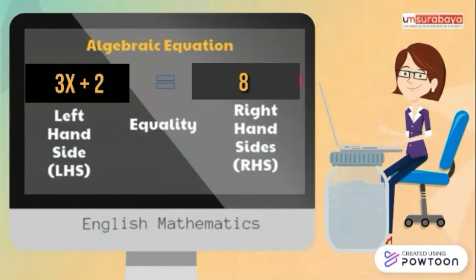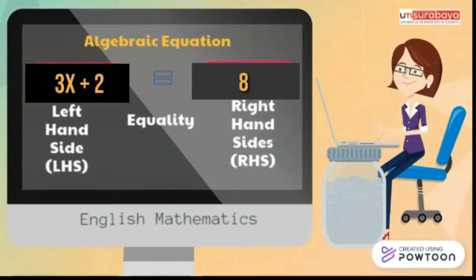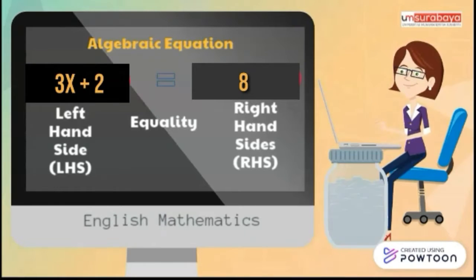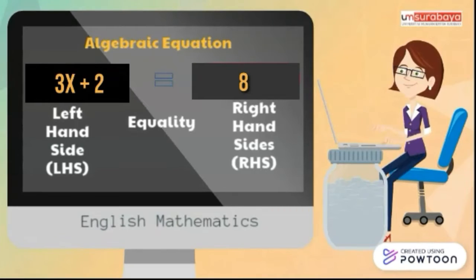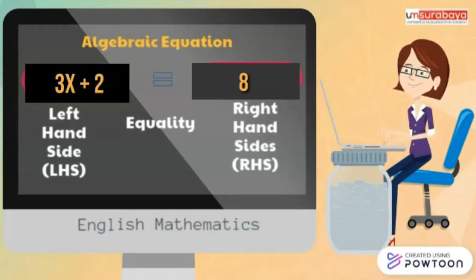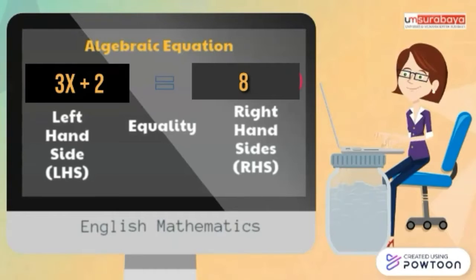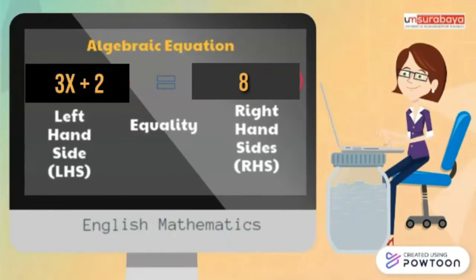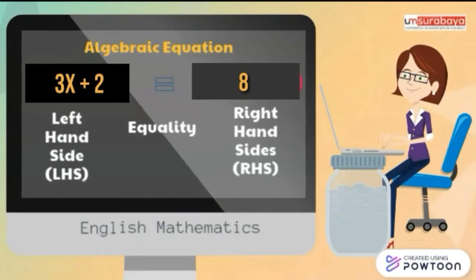Algebraic equation. Expressions that involve variables and equality are called algebraic equations. These expressions are formed by two expressions, on the left and right, with an equality sign in between the two. The expression on the left is called the left-hand side or LHS, and the expression on the right is the right-hand side expression or RHS.